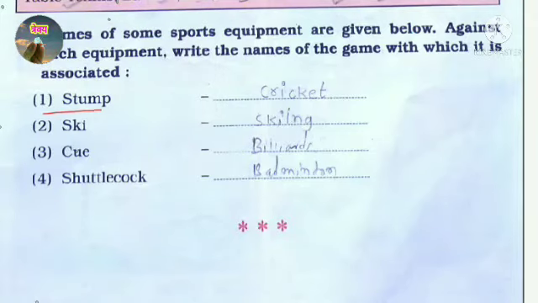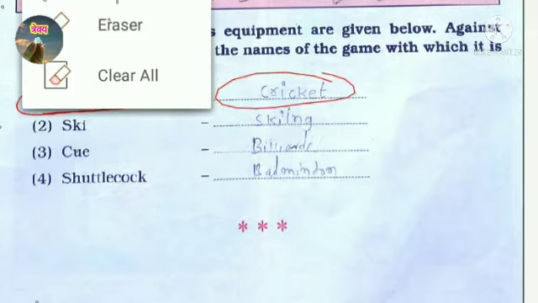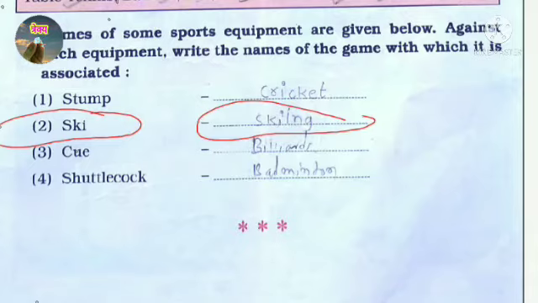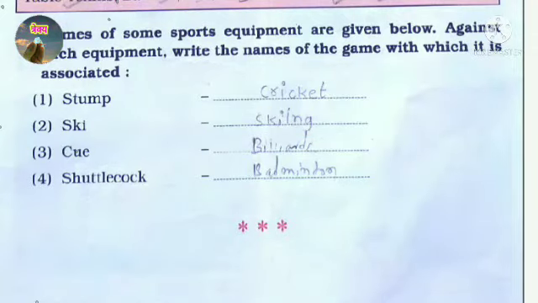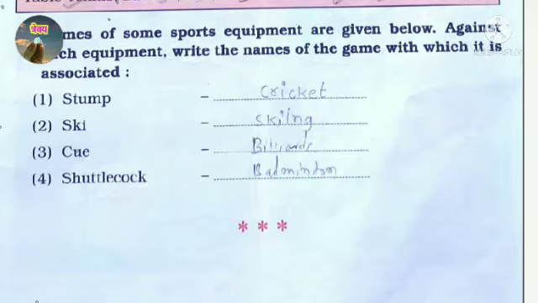So stump, I have already told you stump is used in cricket. Yes. Now second, ski, I have already told you ski is used in the skiing game. Yes. Now next, cue, already I have told you that cue is used in the billiards game. Yes.